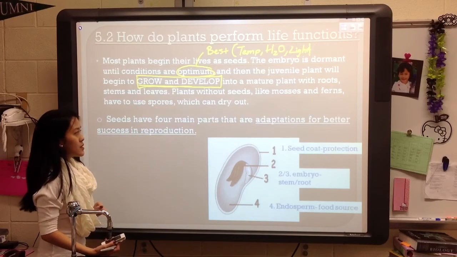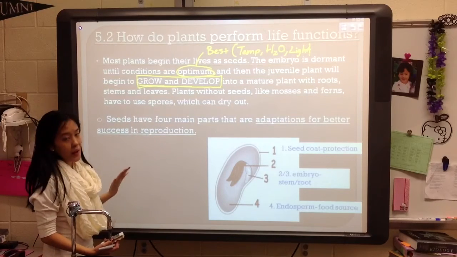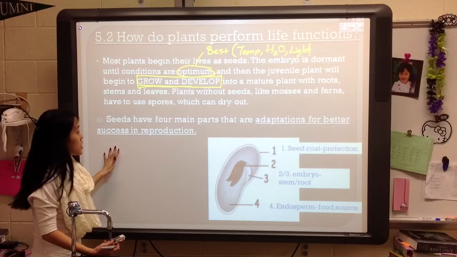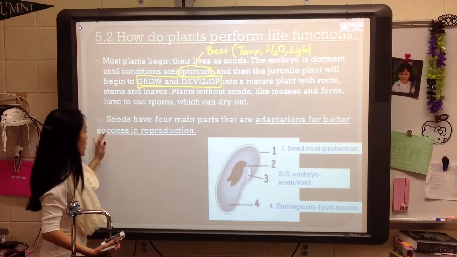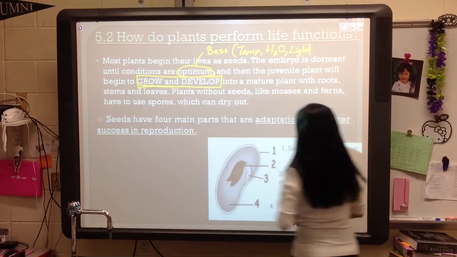Plants without seeds, like mosses and ferns, have to use spores, which can dry out. So a seed is actually a form of an adaptation. Seeds have four main parts that are adaptations for better success in reproduction. For a seed, you have four main portions here.